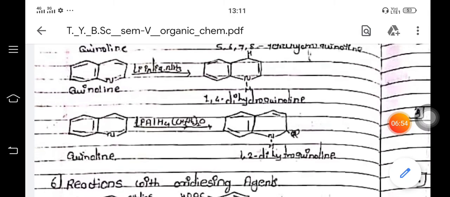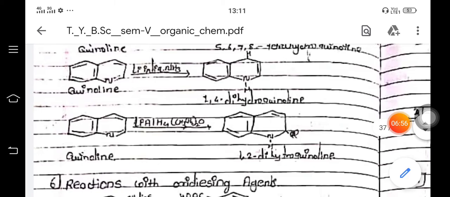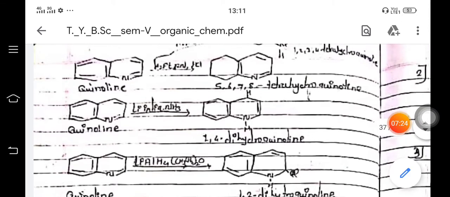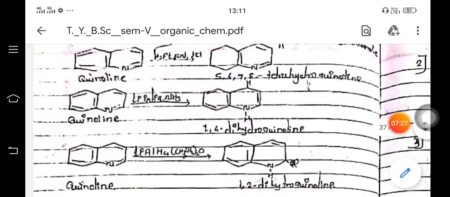The next reducing agent is lithium aluminum hydride along with diethyl ether. It selectively reduces the adjacent nitrogen bonds and gives the product 1,2-dihydro, that is, the 1,2 positions. The double bond breaks at the 1,2 positions and a new compound forms, that is 1,2-dihydroquinoline as the product.